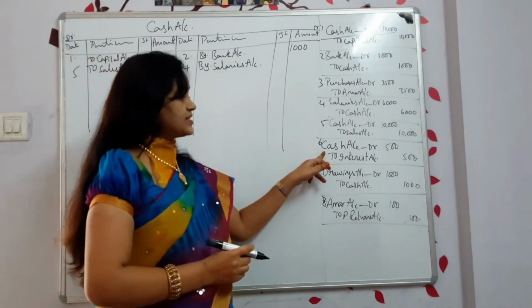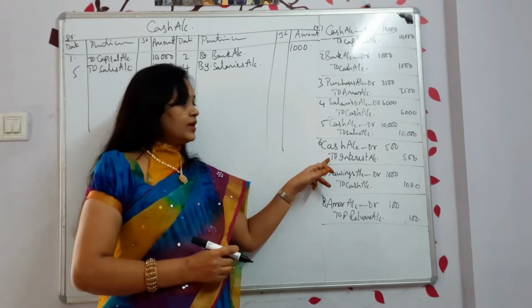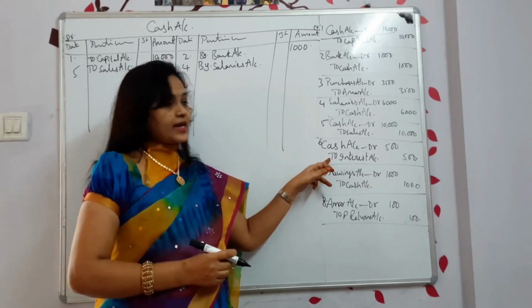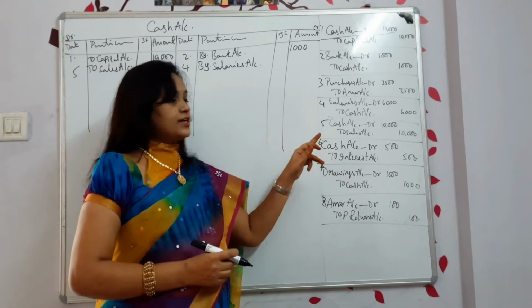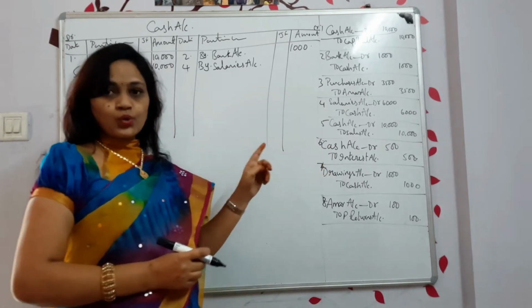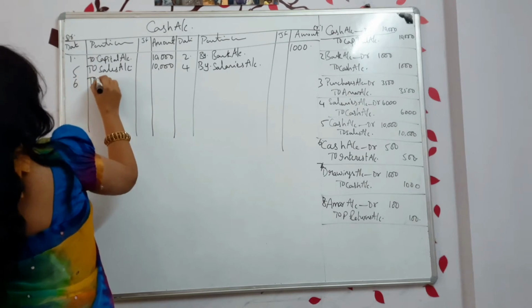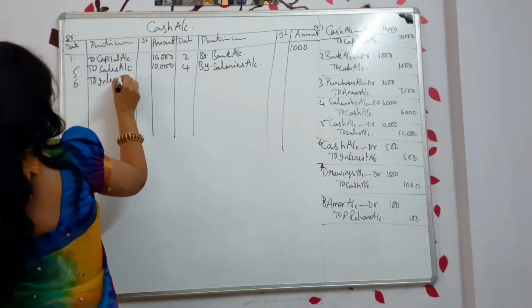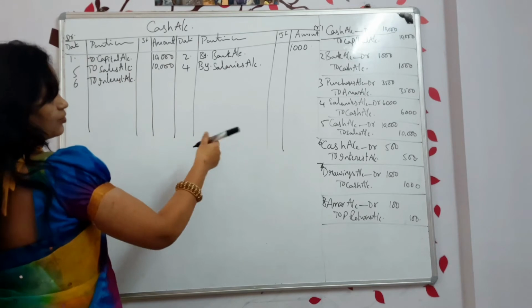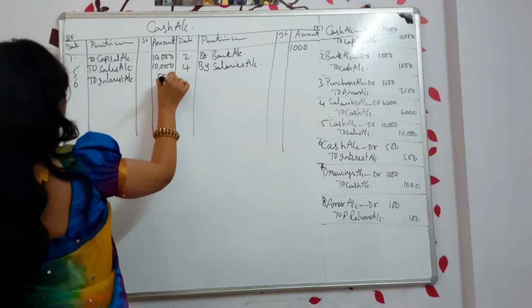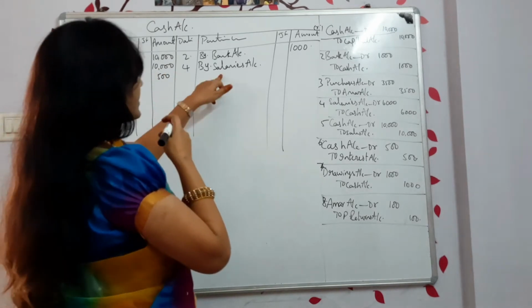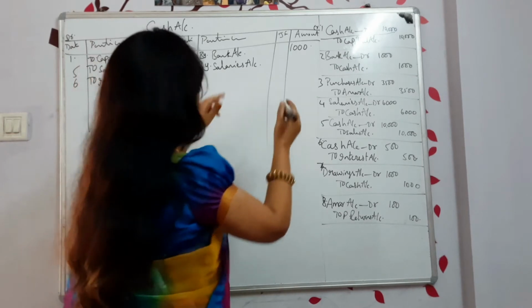Next, on the 6th, cash account debit to interest account. Here you can see the word cash on the debit side. So write down on the debit side, to interest account, this is the 6th transaction. What is the amount? 500. Right? Salaries is how much? I didn't write the amount, 6,000.